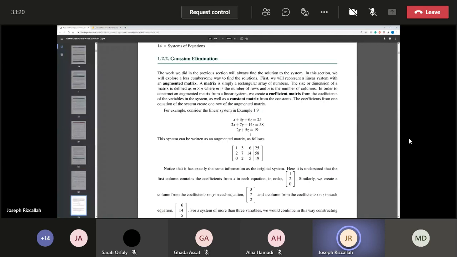We're going to replace it by a new object, which we call the matrix, okay? And the matrix is just, you see, this array of numbers, this table of numbers. What are these numbers? These are just the coefficients of x, y, and z in every equation in here.